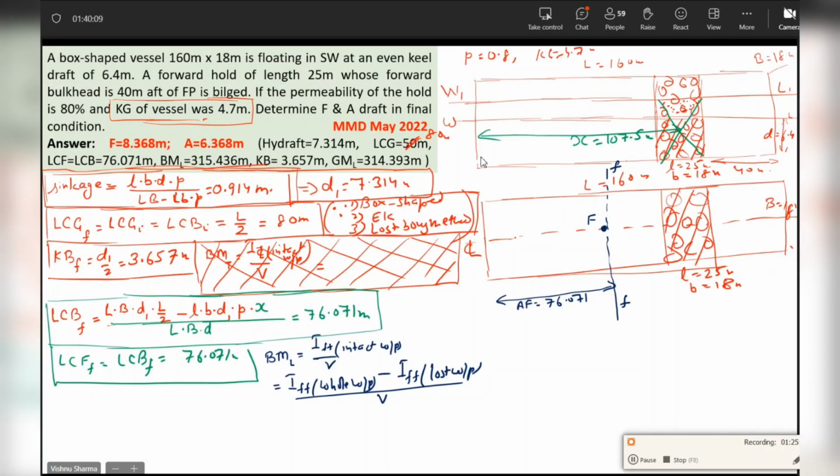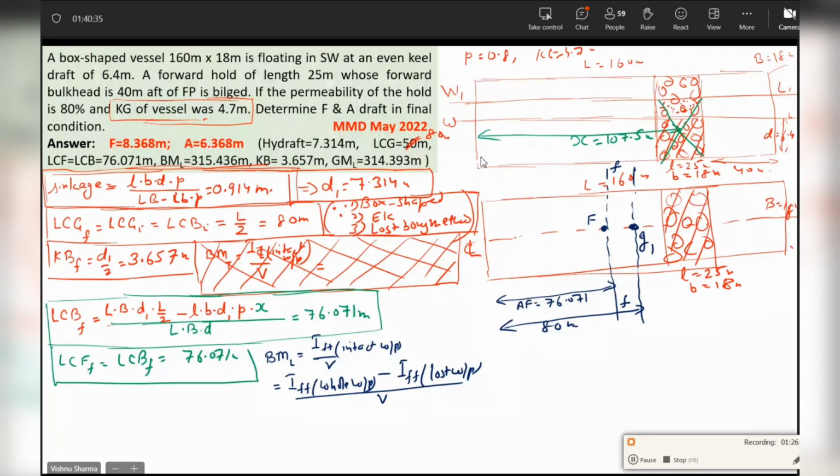Okay. Now I'm asking myself a question. Is FF a standard axis for the whole water plane? Does it pass through the geometric center of the whole water plane? Answer is no. Where is the geometric center of the whole water plane? It is somewhere here at G1. At what distance? At a distance of 80 meters from aft, half the length.